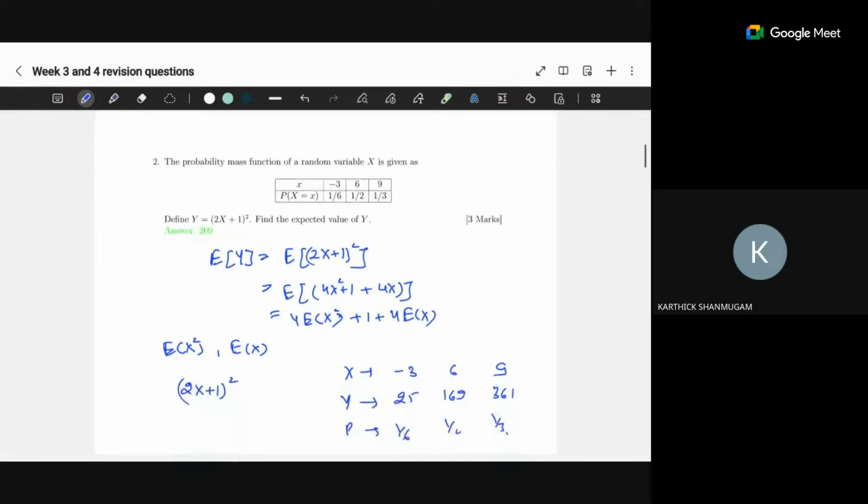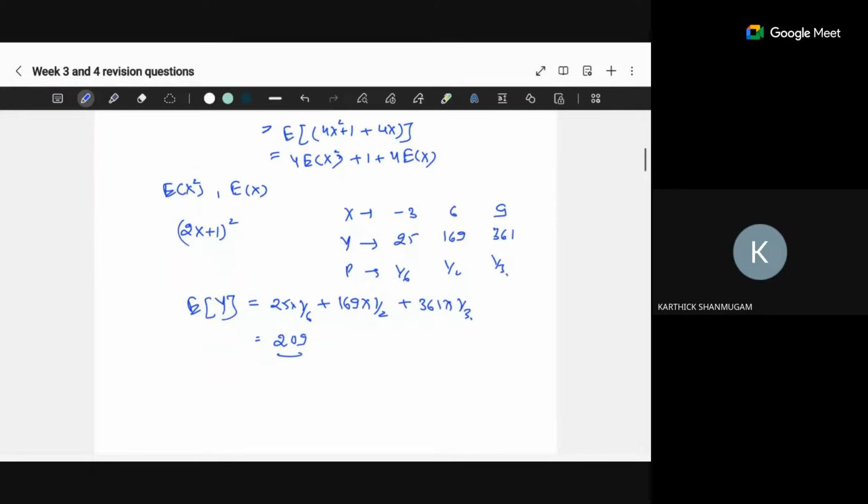It is not an integer. I got 208.9. It's 209. Let me just check. So everyone's getting a round figure, is it? Yeah, I got about 209. I am getting 1254 by 6, which is 209. Exactly 209.